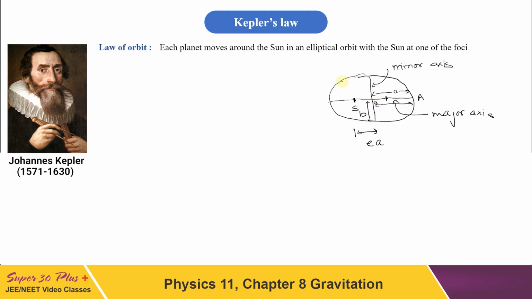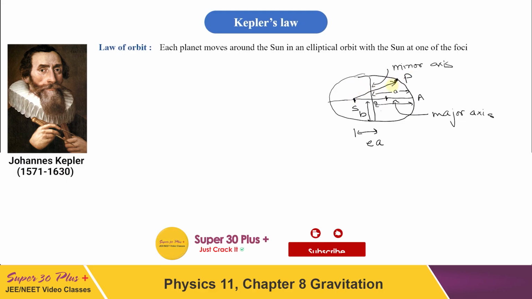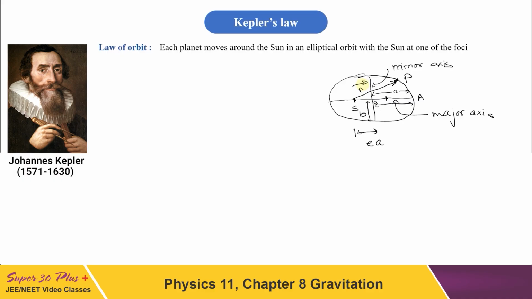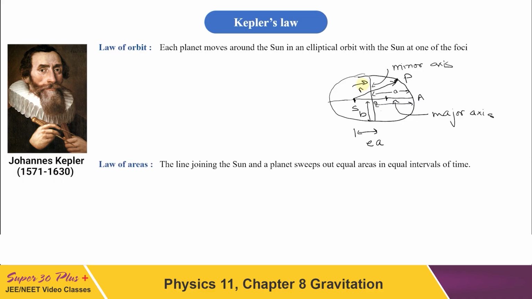If at a given moment of time this is the position of the planet, then its position vector with respect to the Sun can be given by the vector r as shown here. So this is our first law, which only states how the planet moves around the Sun and where the location of the Sun is. The second law is the law of areas. It states that the line joining the Sun and a planet sweeps out equal areas in equal intervals of time.